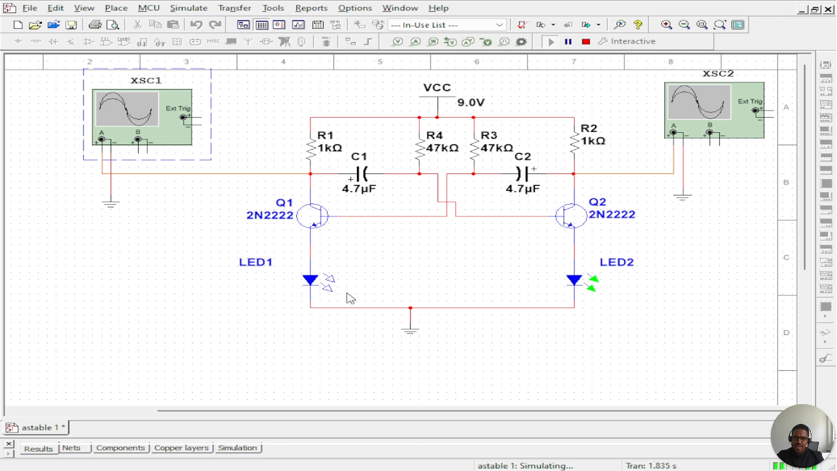The LED lights up during the high state, when you get a source that's on, and when Q2 is in the off state, it turns off. So by this principle, the astable multivibrator, without any external triggering, gives us a square wave signal. Simply, an astable multivibrator output looks like this: high, low, high, low, high, low.